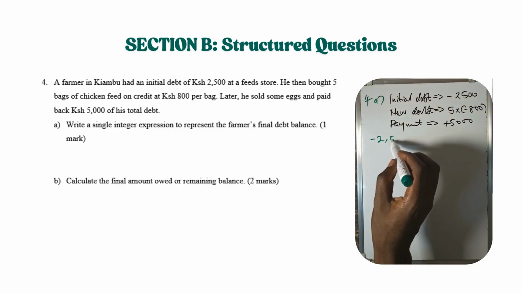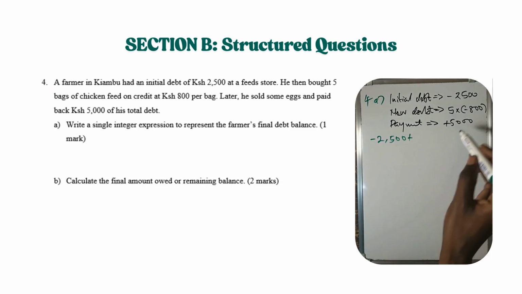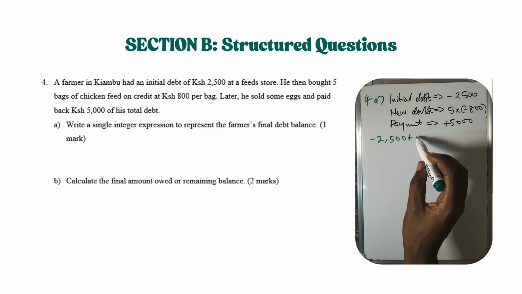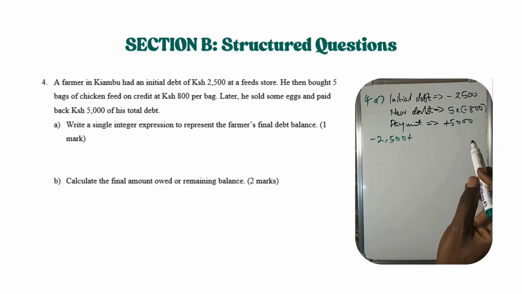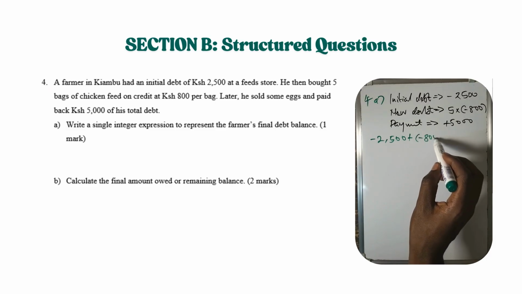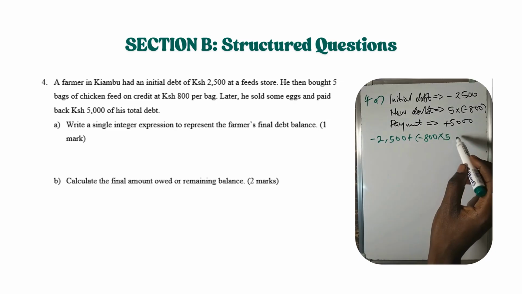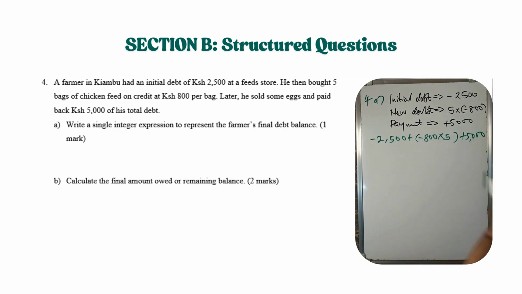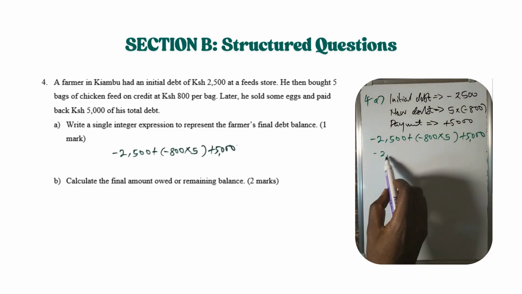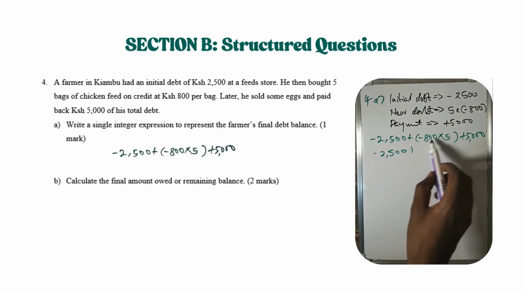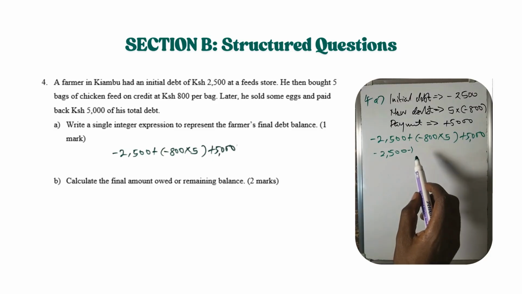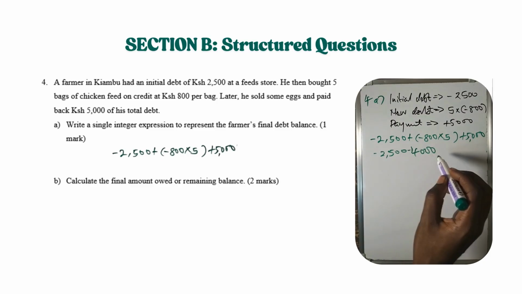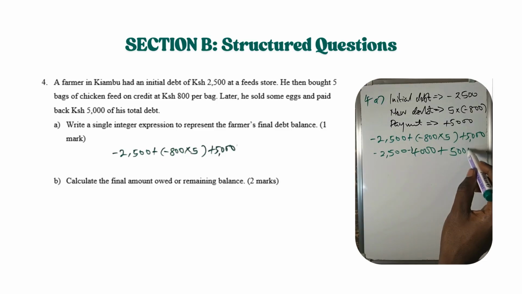So that will be negative 2,500 plus 5 times negative 800, and then we add the payment. Then plus 5,000.